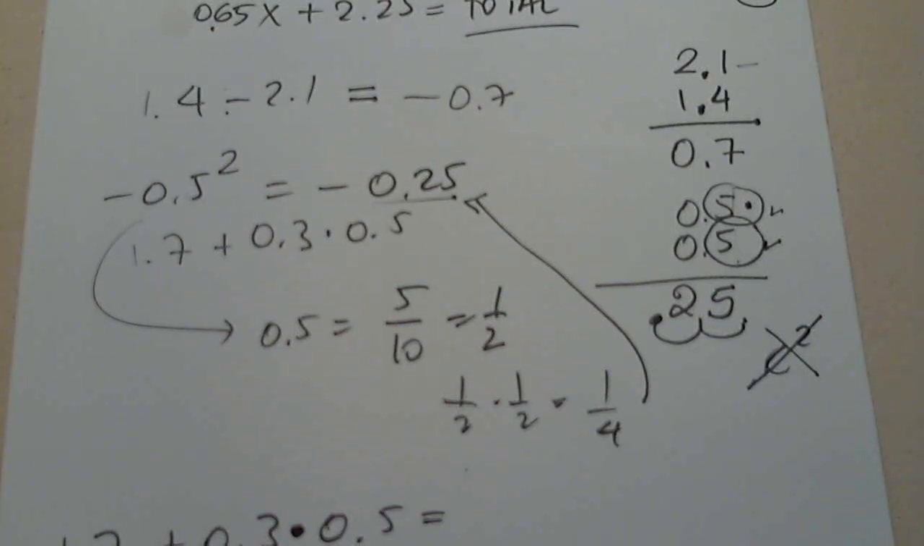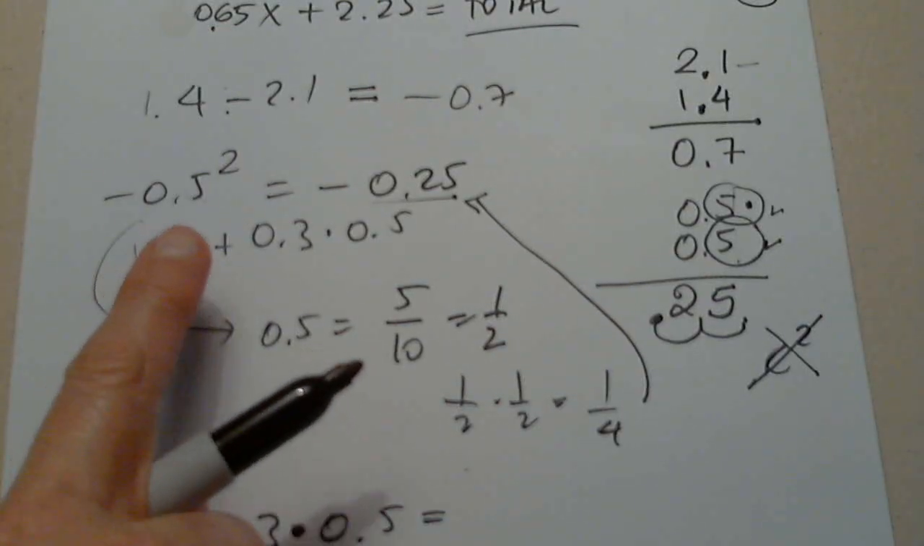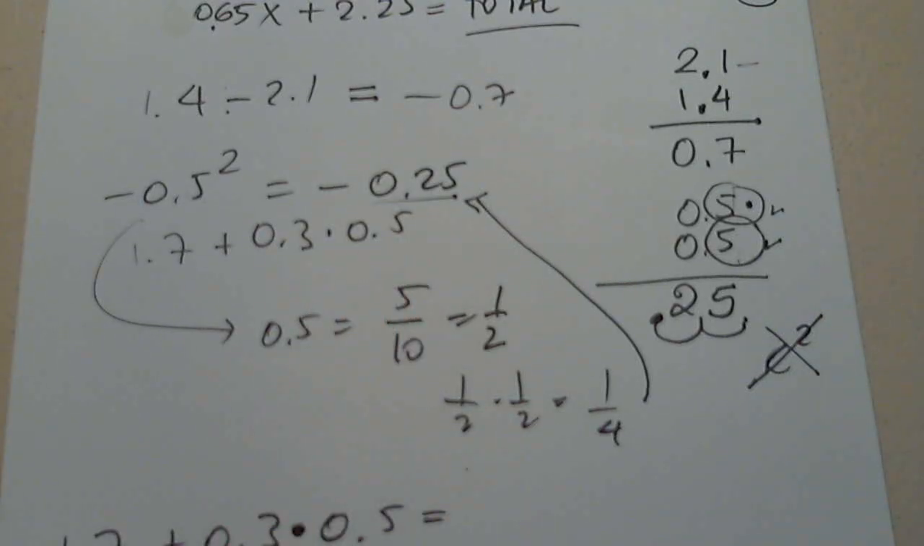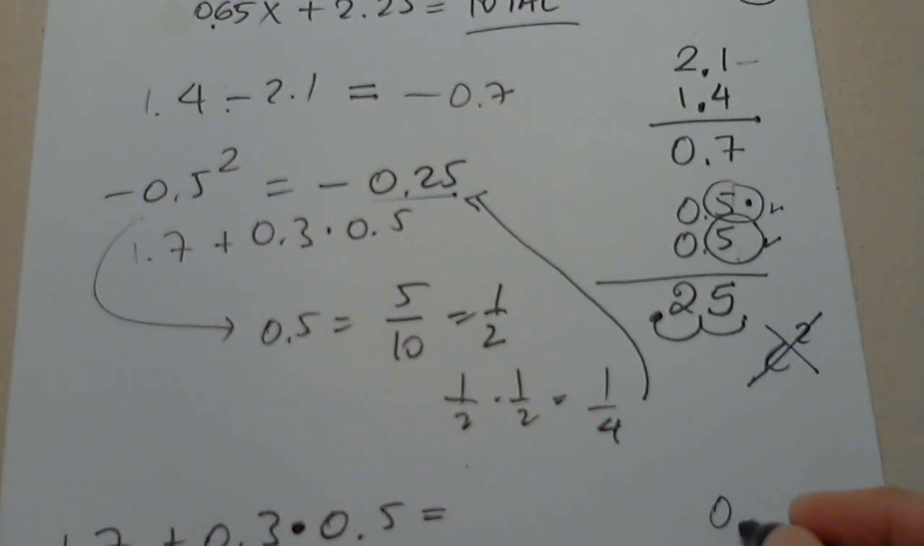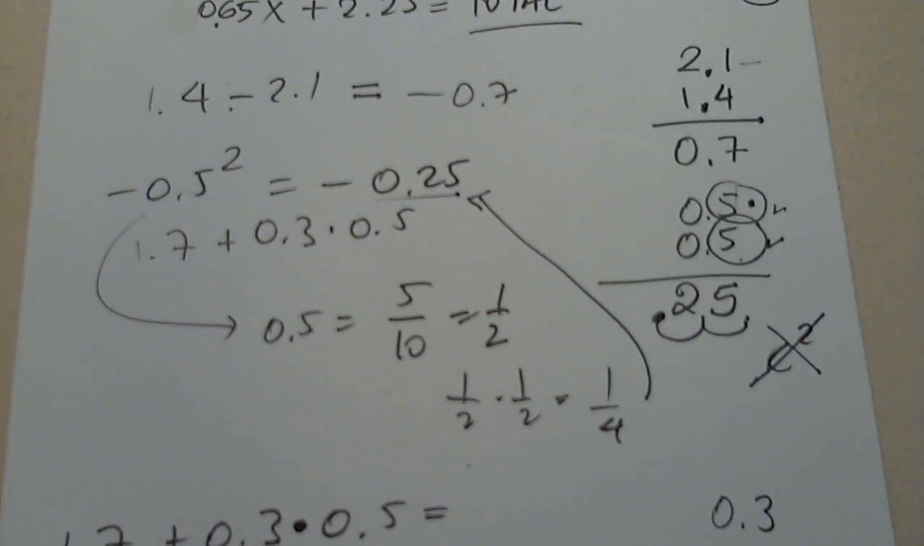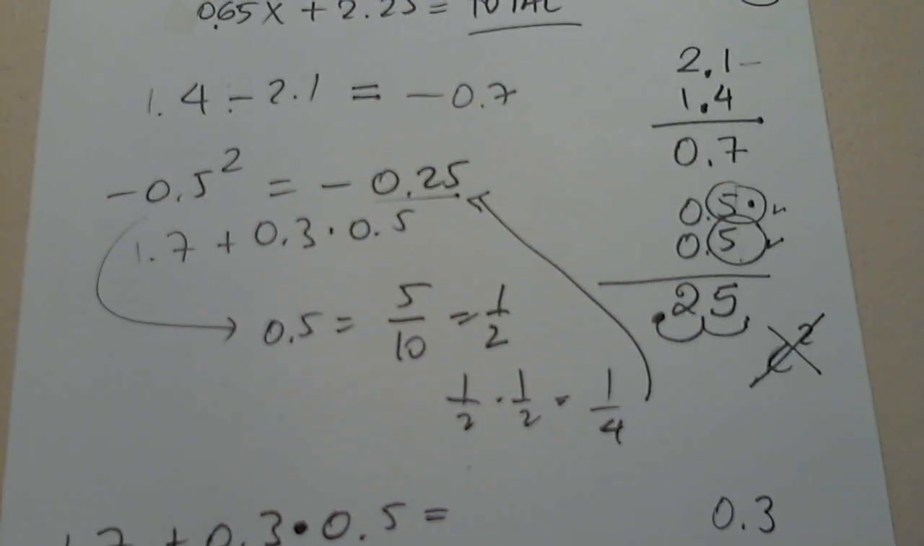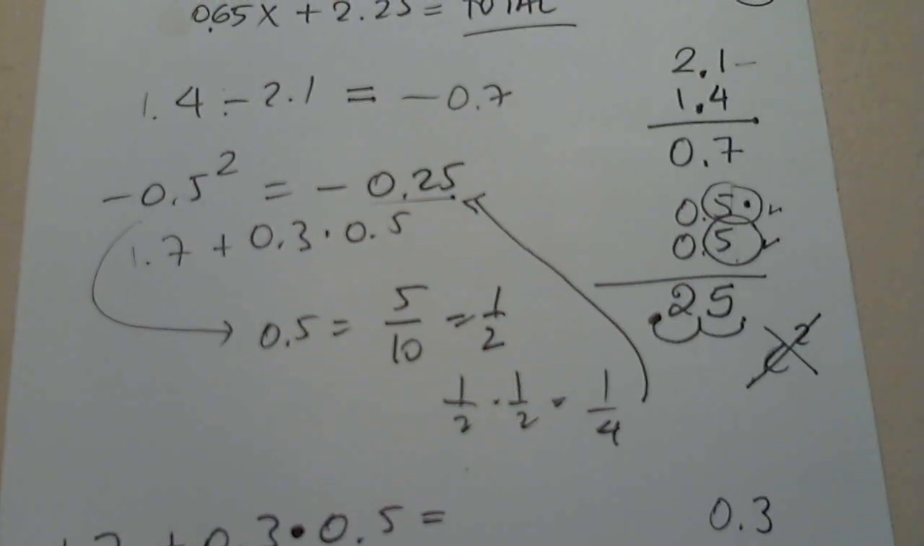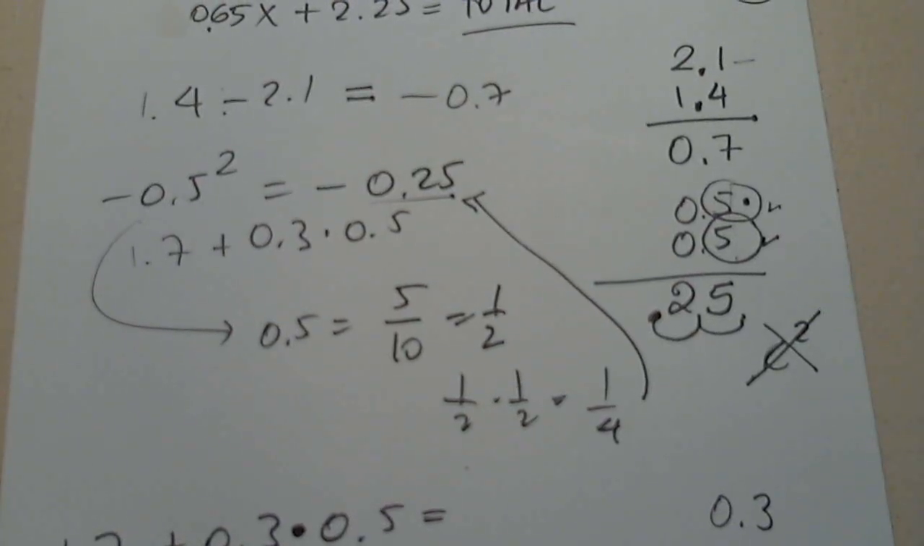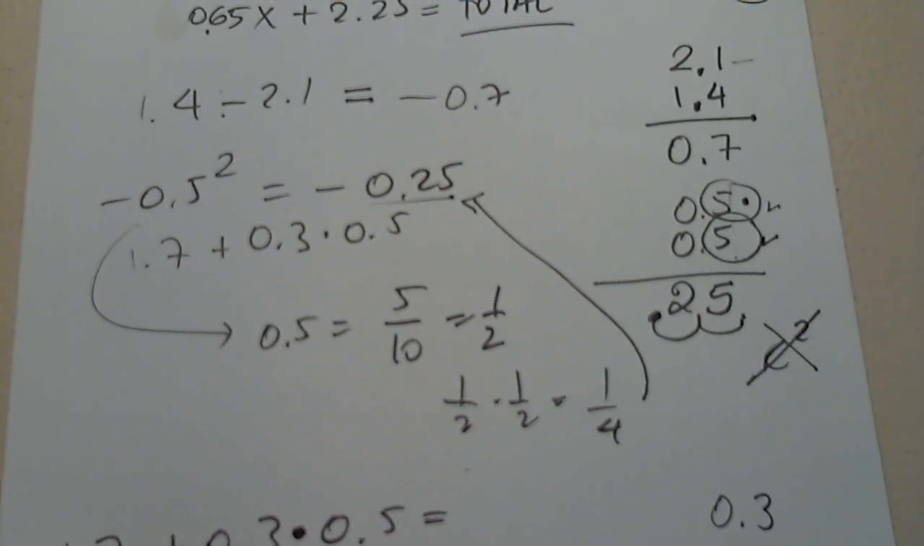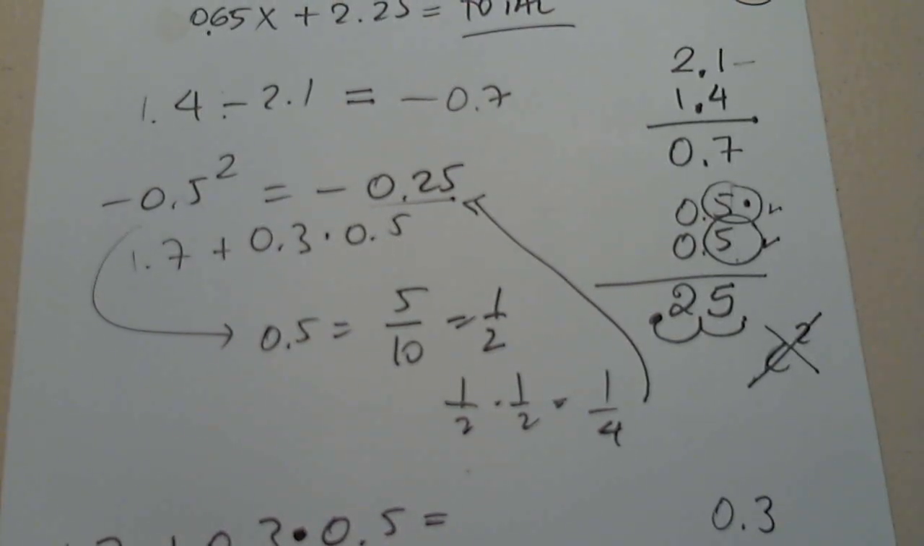And remember, when we multiply 0.5 by 0.5, we get 2 decimal digits. The same thing will happen here. We multiply 0.3 by 0.5. 5 times 3 is 15, but now I have to count the decimal digits. There are 2, so I have to move the decimal point 2 spots to the left. So I have 1.7 plus 0.15. Now I can add.